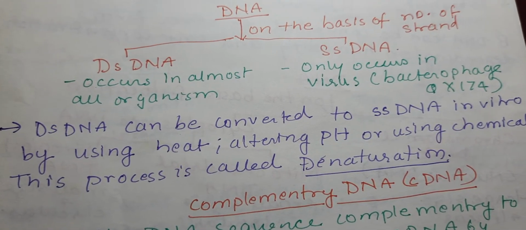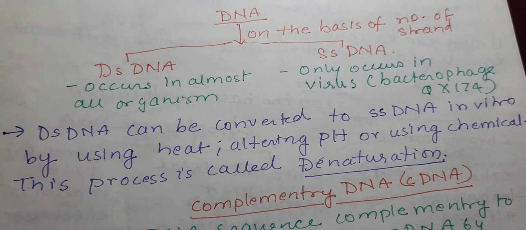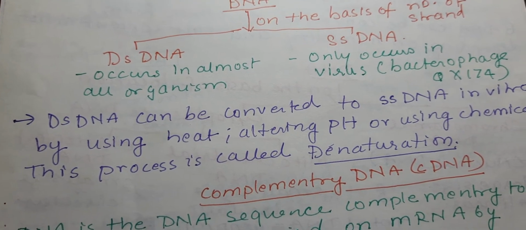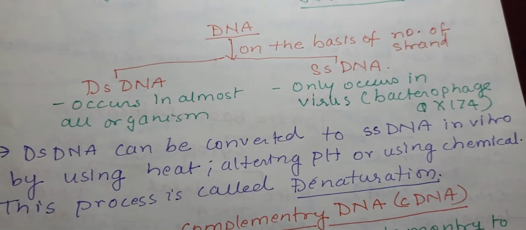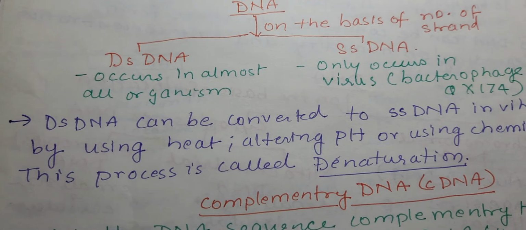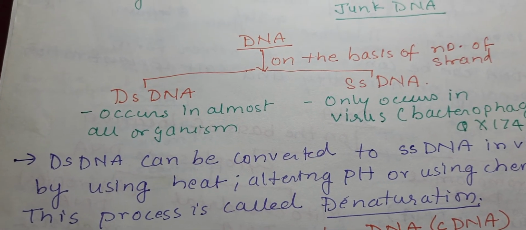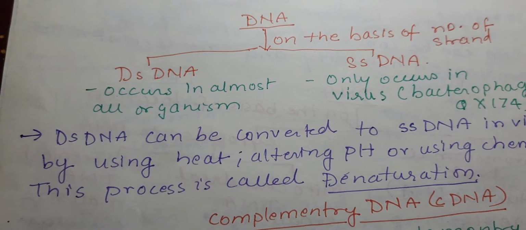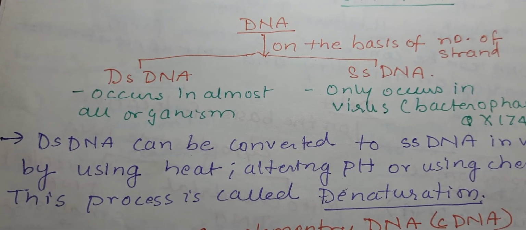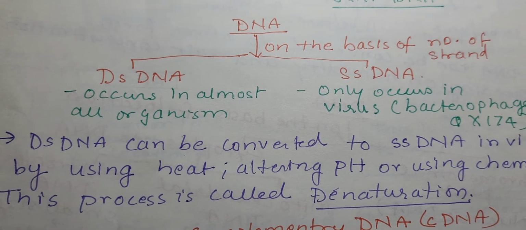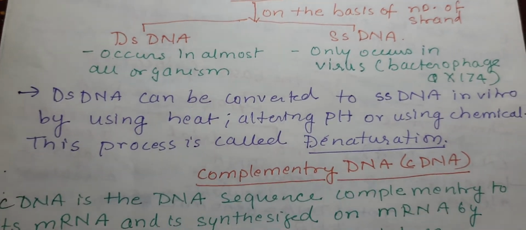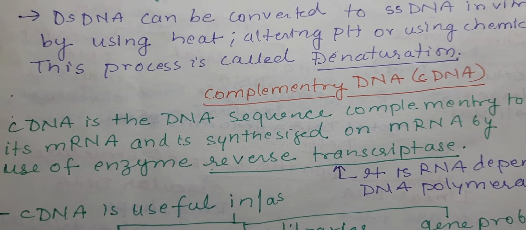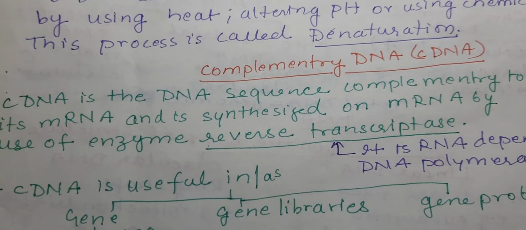Double-stranded DNA can be converted into single-stranded DNA in vitro, by using heat treatment or altering the pH, or by using certain chemicals. And this process of conversion of double-stranded DNA to single-stranded DNA is called denaturation. See, when the heat is used to denature, we call this process melting. So commonly it is also known as melting when the denaturation is done by heat.